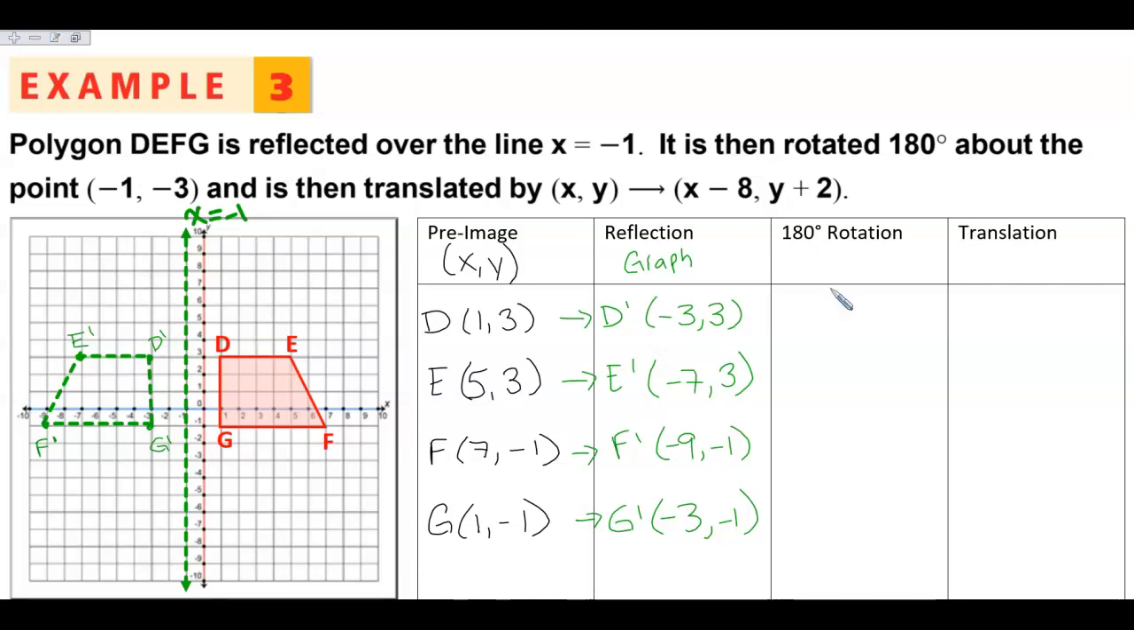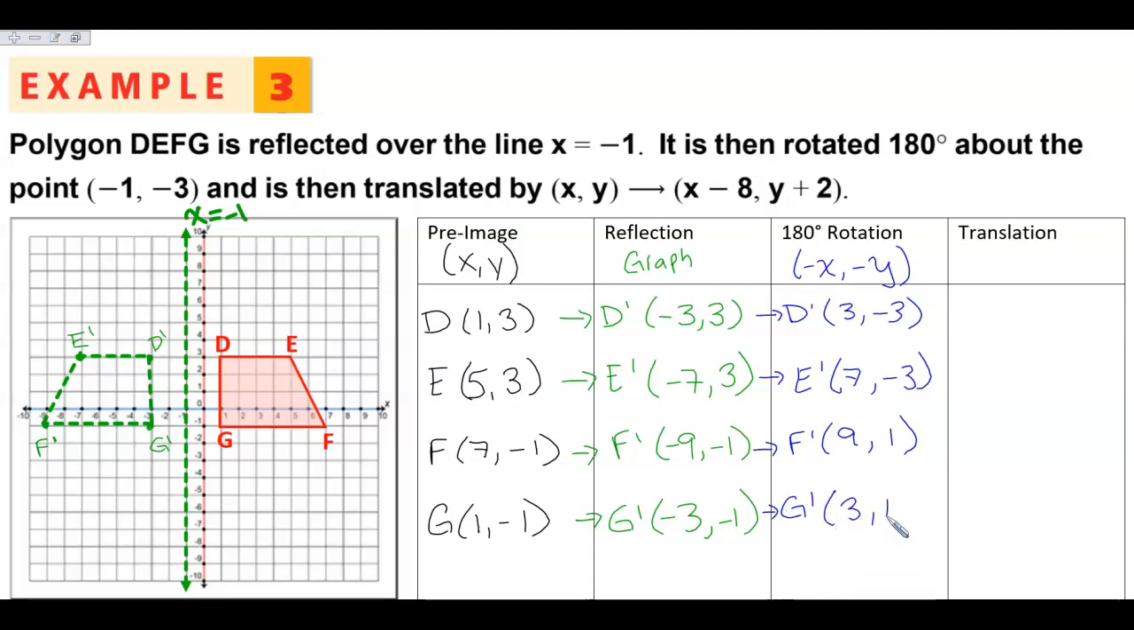All right, the next one that we're going to look at is we're going to do a 180-degree rotation. So again, my 180 rotation is negative x, negative y. So I'm just going to negate my x and y. So it's going to be 3, negative 3. E prime is going to be 7, negative 3. F prime is going to make both of these positive, so 9, 1. G prime, both of these will also be positive at 3, 1.